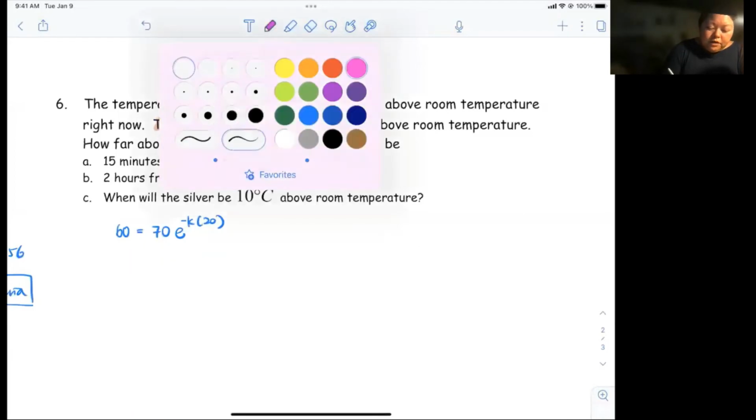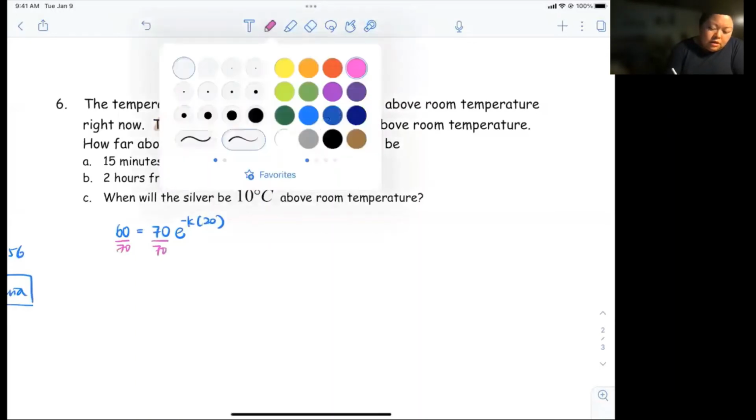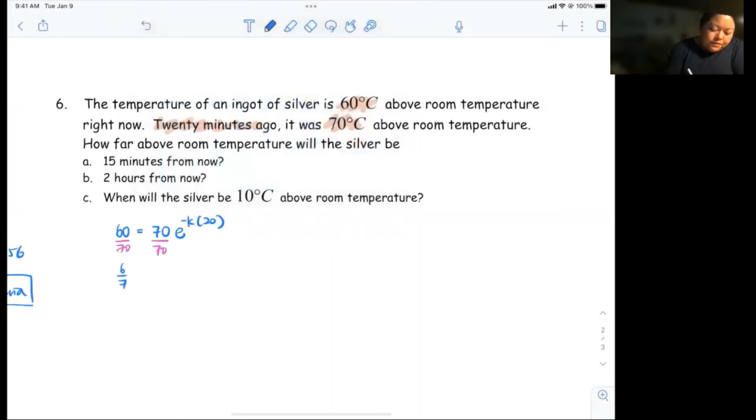First things first, we're going to solve for K, because you use the information given to you to write your equation. So you have to solve for K first, like we did in number 4. Divide by 70 on both sides. So you get 6 over 7 equals e to the negative 20k. Take the natural log, because now you want to get rid of your e and access whatever's in the exponent. So natural log of both sides. Natural log of 6 over 7 equals negative 20k. Last but not least, natural log of 6 over 7 over negative 20 equals k.